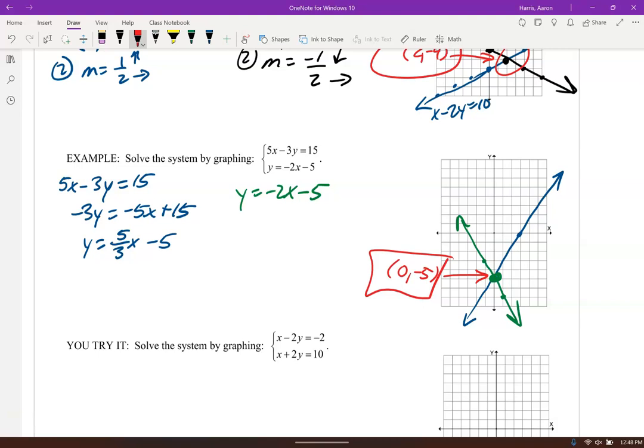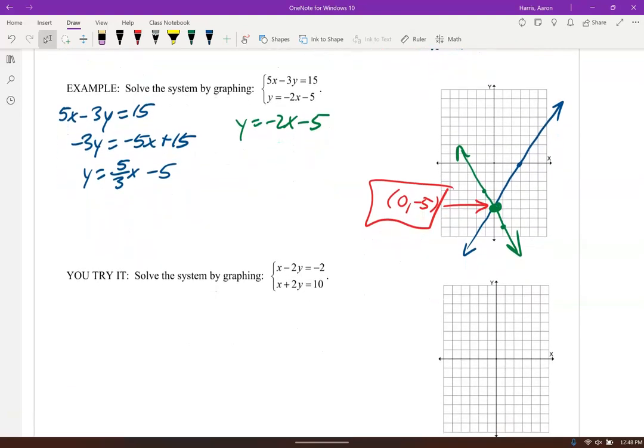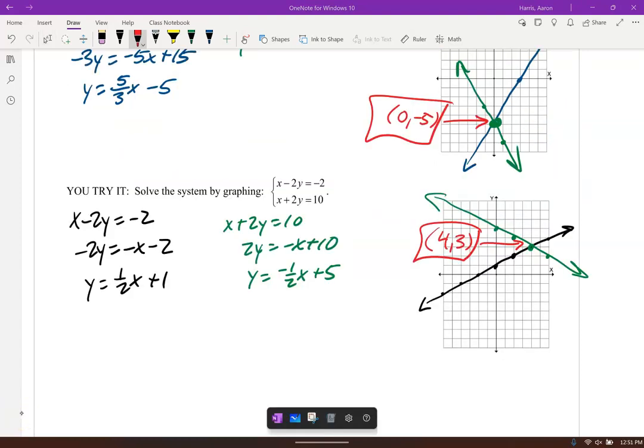All right, this is a good chance right here to go ahead and pause the video and solve that, and we'll check it in just a second. So okay, go ahead and check your work on this. They should cross there at 4, -3.